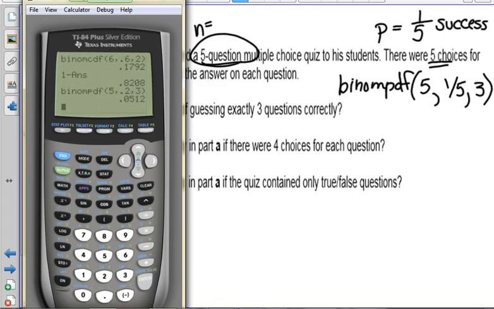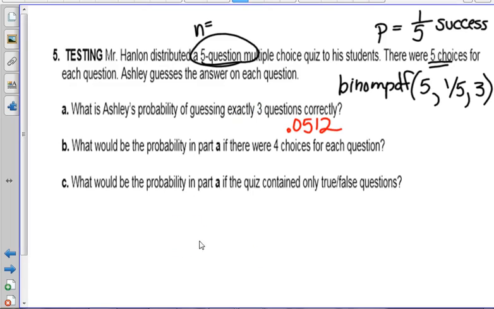0.0512, anybody? If you want to move it over and make it 5% or 5.1%, that's fine, but then you have to have the percent symbol, okay?